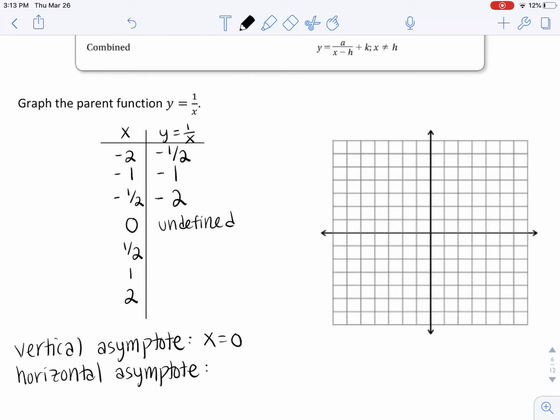Now let's do the positives. 1 divided by 1/2 is 2. 1 divided by 1 is 1. And 1 divided by 2 is 1/2. Let's go ahead and plot these points here fairly quickly. We have negative 2, negative 1/2, negative 1, negative 1, negative 1/2, negative 2. 0 is undefined, so we have that vertical asymptote at x equals 0. And we also have the horizontal asymptote at y equals 0.